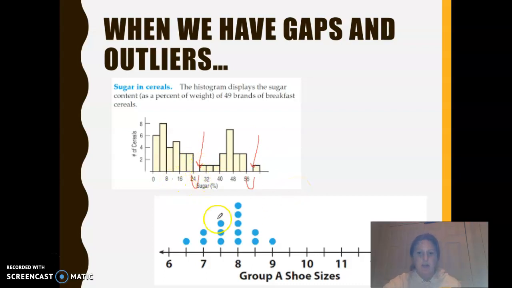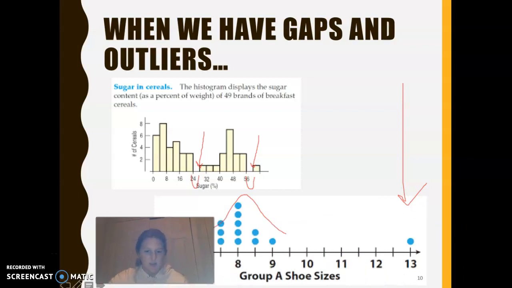Here we're talking about a dot plot that has an outlier. Our data ranges from 6.5 to 9, but over here, I'm probably covering it, I can move myself out of the way, there's an outlier at 13. The context of the problem tells me we're talking about shoe sizes. The majority of people have shoe sizes between 6.5 and 9, and then there is a person with a shoe size of 13.